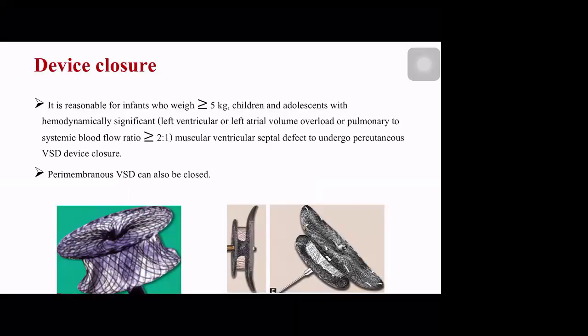What about the device closure? It is reasonable for infants weighing more than 5 kg, children and adolescents with hemodynamically significant left ventricular or left atrial volume overload, or pulmonary to systemic blood flow ratio more than 2:1, having either muscular VSD or perimembranous VSD, the percutaneous device closure can be done. Amplatzer device is most commonly used. These are the pictures of different types of VSD device.